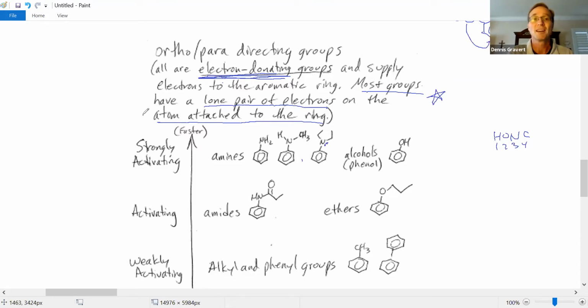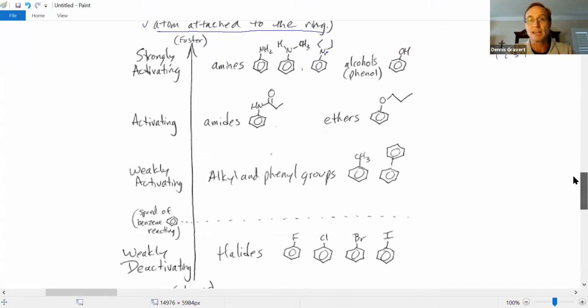Whoa, the atom attached to the ring has a lone pair. That's going to make an OrthoPara directing group. Sweet. So that's the shortest shortcut for identifying the OrthoPara directing groups. There is an exception, this last one here. Okay, another way to memorize or be able to identify the OrthoPara directing groups is to memorize this list.